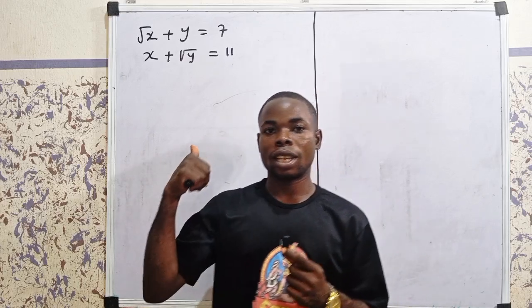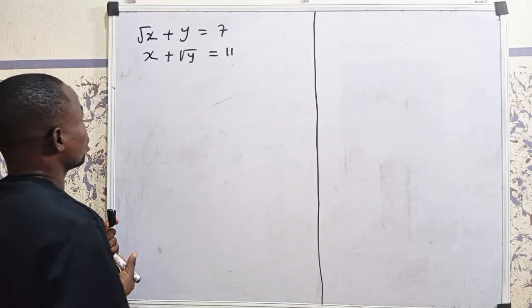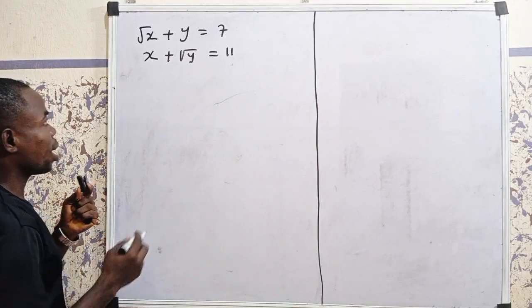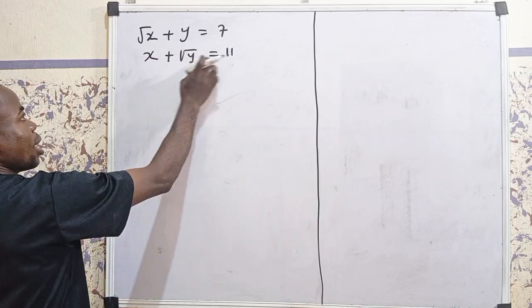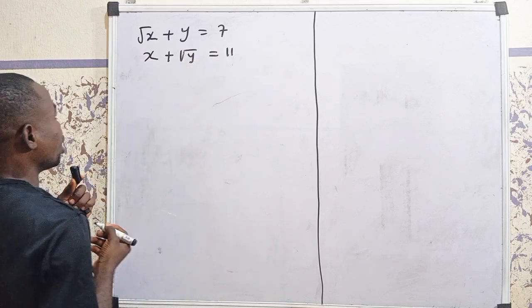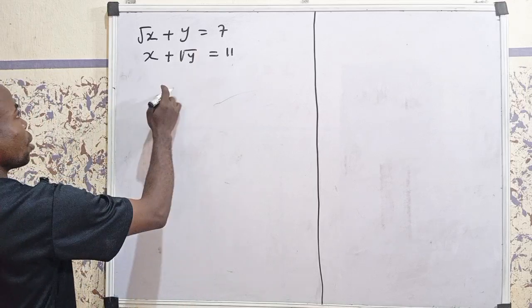We're going to be solving this equation right there on the board. Okay, so what we have is root x plus y is equal to 7, and then x plus root y is equal to 11. Okay, so the first thing I want to do is just to subtract the two equations.